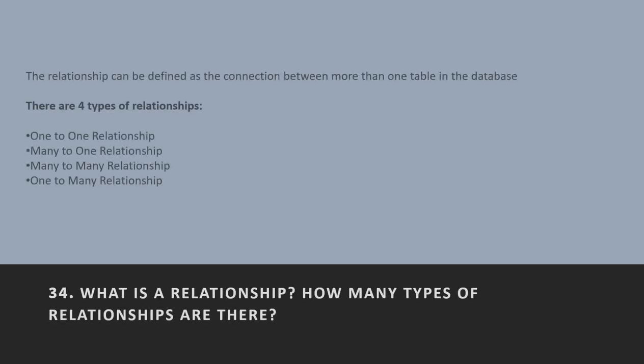What is a relationship? How many types of relationships are there? A relationship can be defined as the connection between more than one table in the database. There are 4 types of relationships: one-to-one relationship, many-to-one relationship, many-to-many relationship, and one-to-many relationship.